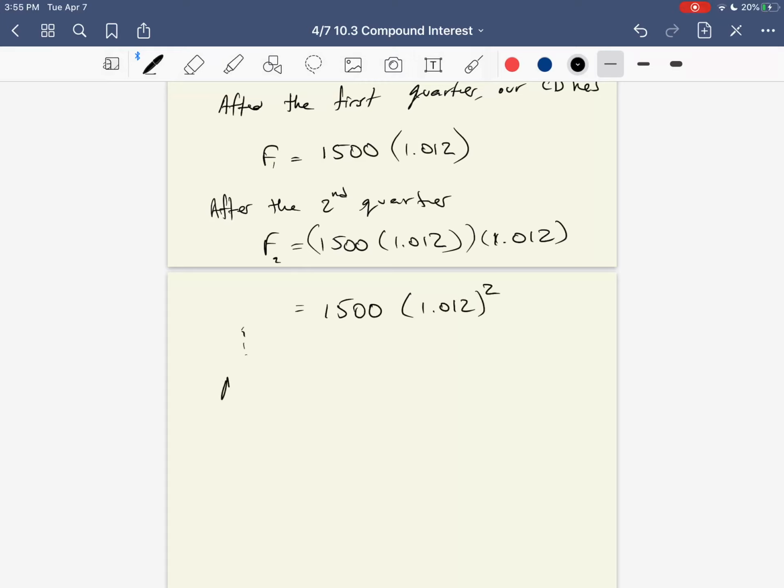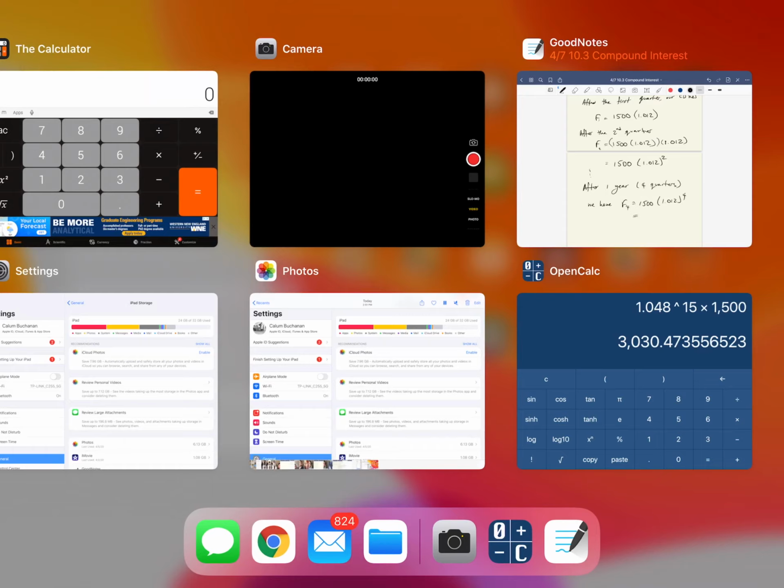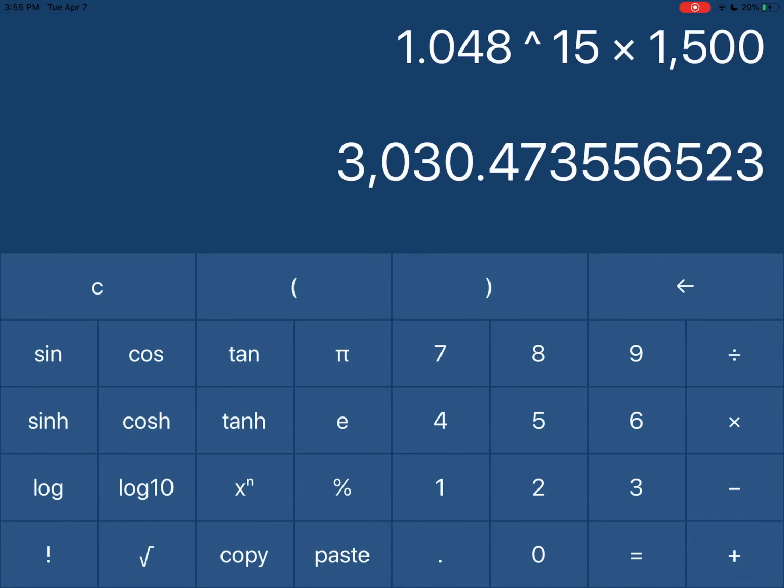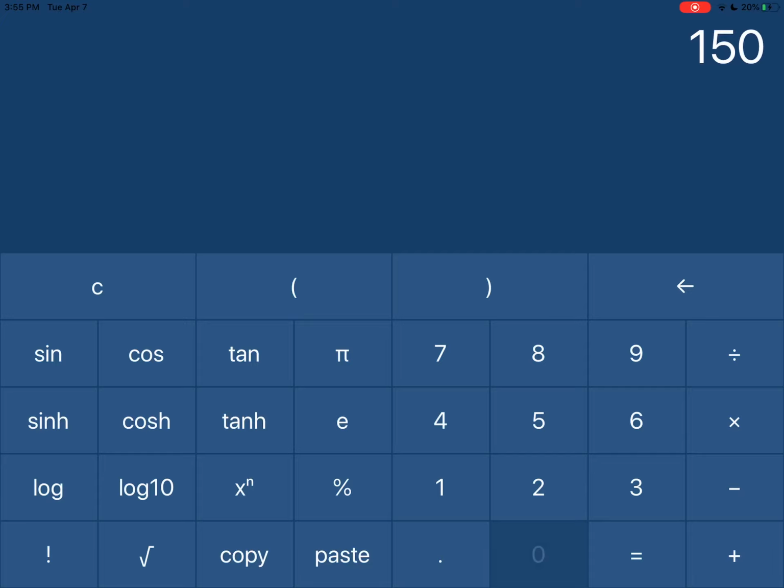And so, after the 1 year, which is 4 quarters, we have F4 is 1,500 times 1.012 to the 4th, which is precisely 1,500 times, why don't I do this? 1.012.